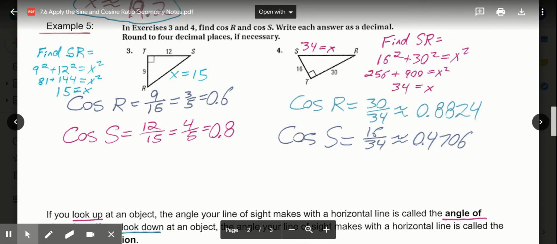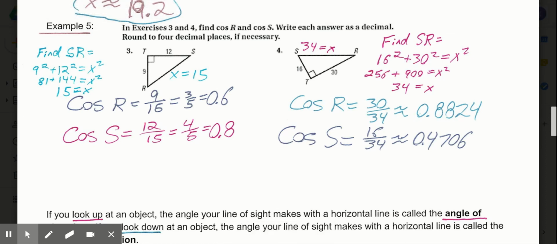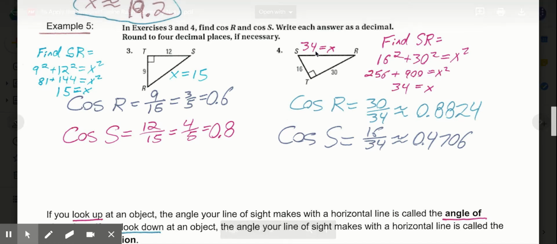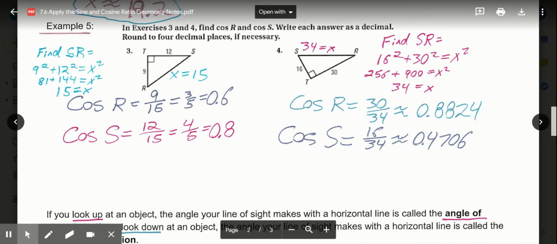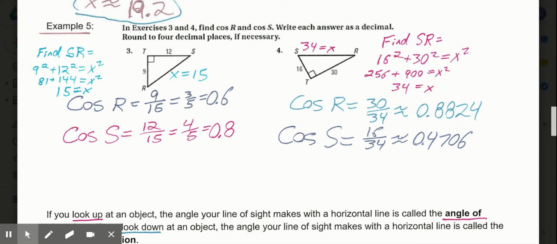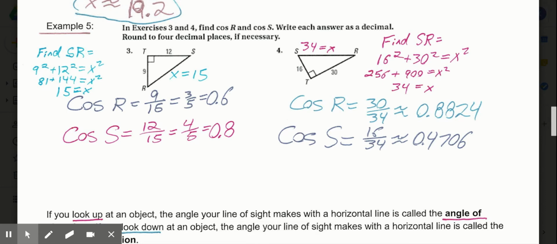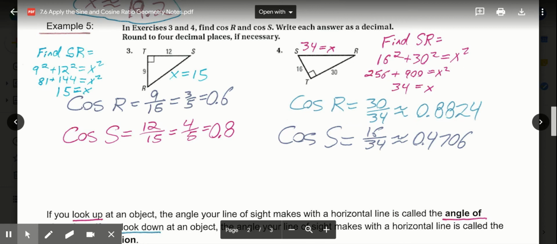Then in number 4, same idea. We have to figure out SR, our hypotenuse, first. So we'll use the Pythagorean theorem. Our two legs squared equal the hypotenuse squared. So 16 squared plus 30 squared equals x squared. 256 plus 900, and then the square root gives us 34. So our hypotenuse is a length of 34.